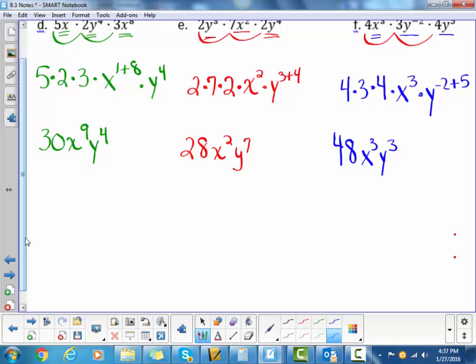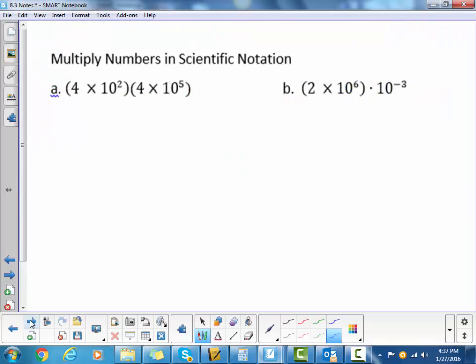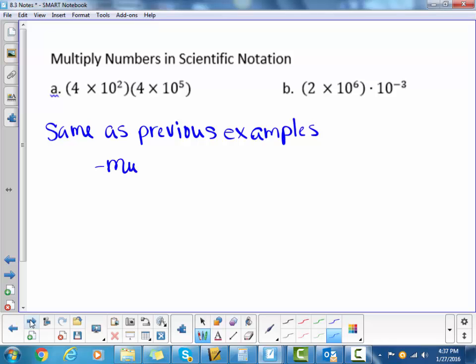Our last two examples are with multiplying numbers in scientific notation. Remember, with scientific notation, we can only have one number to the left of the decimal. Same as our previous examples, we are going to multiply the constants, or the coefficients, and then we're going to use the rules for multiplying exponents. If the bases are the same, we are going to add the exponents.